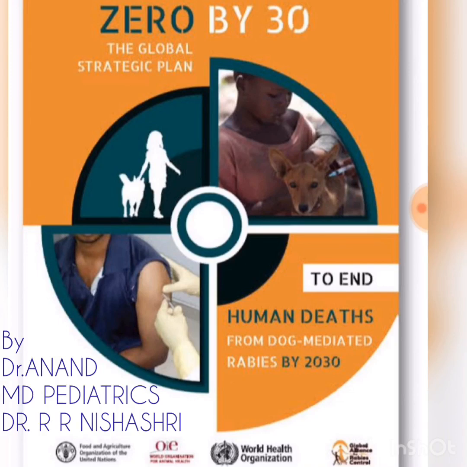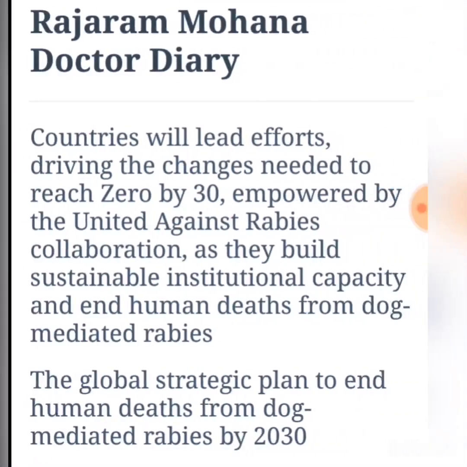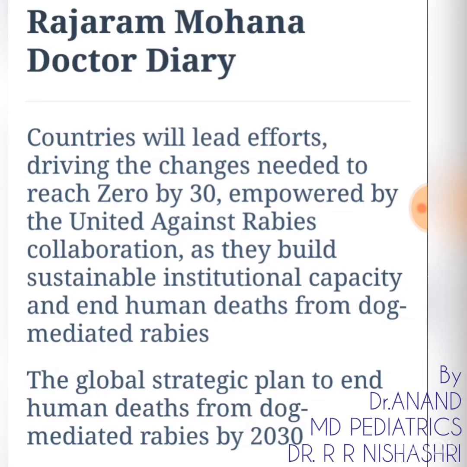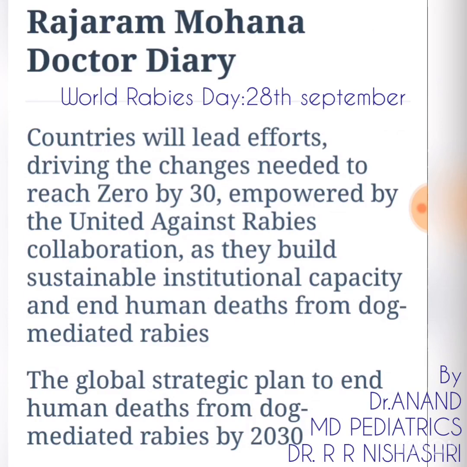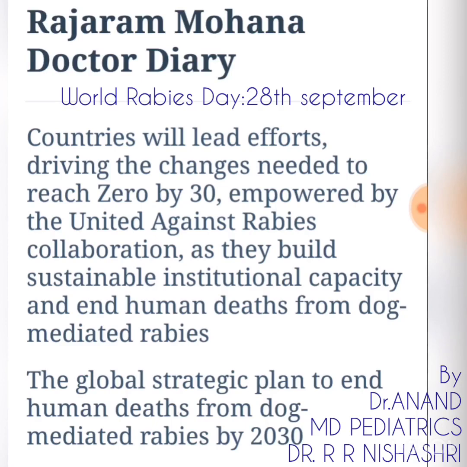This is the 0 by 30 global strategic plan to end human deaths from dog-mediated rabies by 2030. This global strategic plan was taken on World Rabies Day, 28th September 2017. This was the theme for World Rabies Day: countries will lead efforts driving the changes needed to reach 0 by 30.